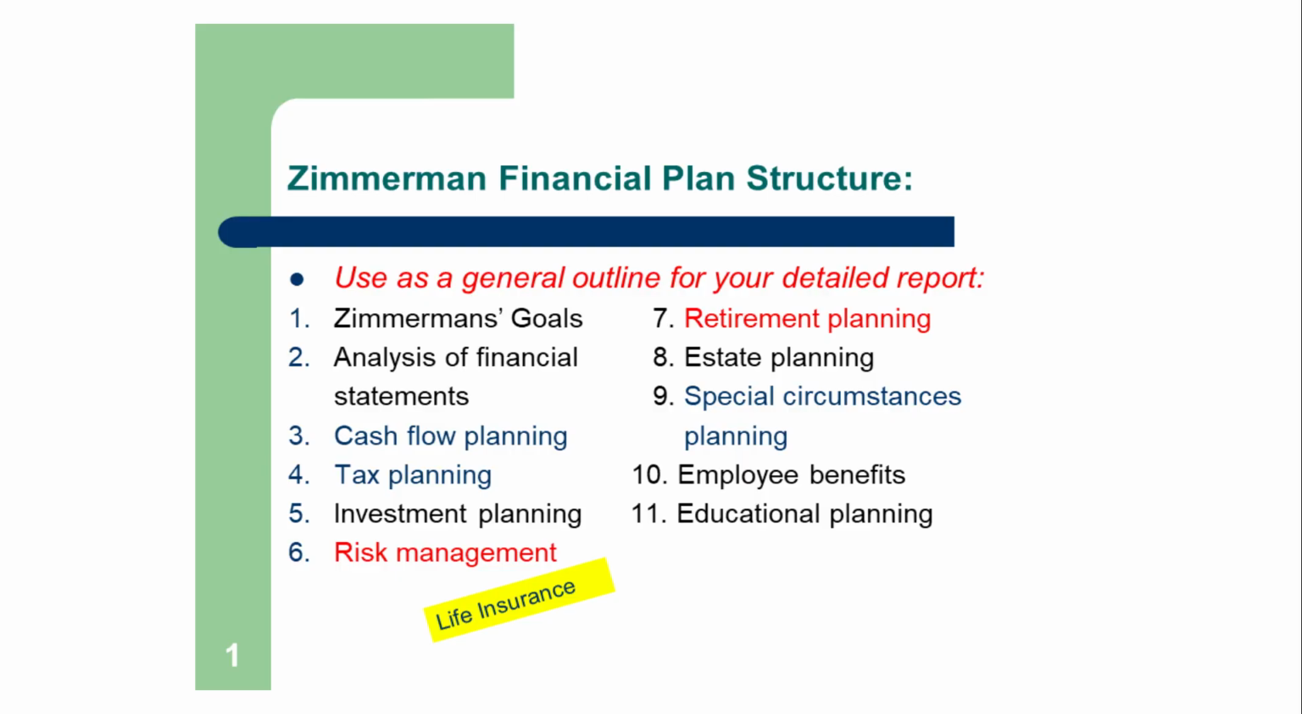For your detailed report, start with the Zimmerman's goals, along with an analysis of their current financial statements. Follow that with cash flow planning, tax planning, investment planning, and risk management. After that, be sure to address retirement planning, estate planning, any special circumstances, include relevant employee benefits, as well as any educational planning for their kids. This order will help you present your analysis logically as well as completely.